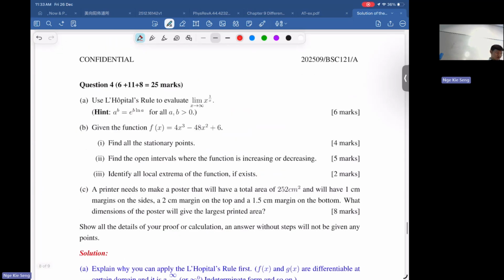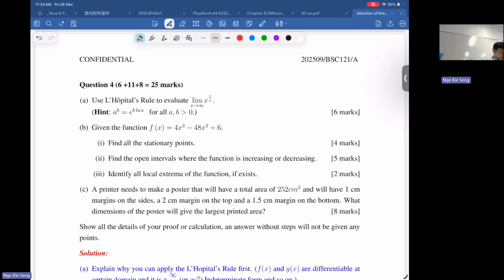All right, so question 4 is a bit involved. In the first part, we want you to use L'Hopital's rule, but we gave you a hint on how L'Hopital can be used. Otherwise, this is an infinity to the power 0 indeterminate form, so you want to get it into a form like 0 over 0 or infinity over infinity. B is about finding the maximum, minimum, increasing, decreasing, the stationary point. Very standard, like the quiz question. And C is the one that people keep asking me about: what's margin?